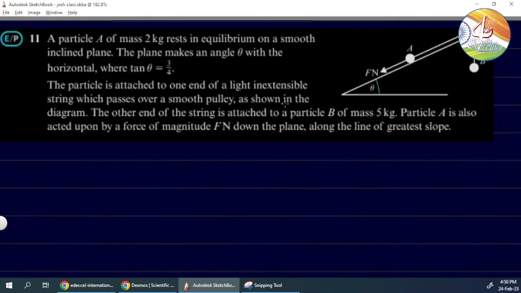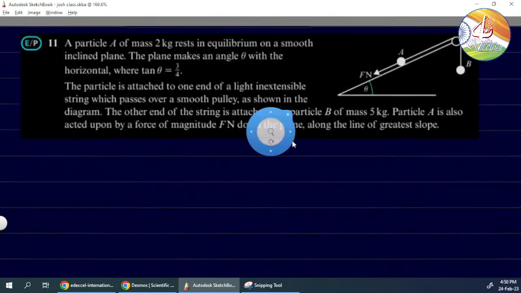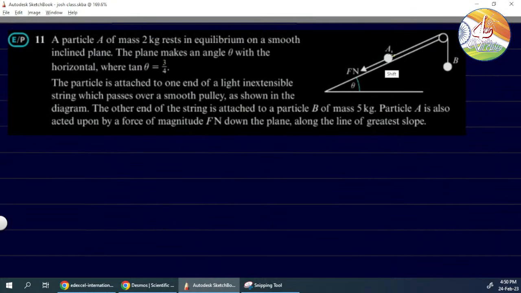Okay, so we have a particle of mass 2 kgs. So here A is the particle of mass 2 kgs, right? And this will be 2g newtons. In equilibrium, F is the force which is pulling it downwards.